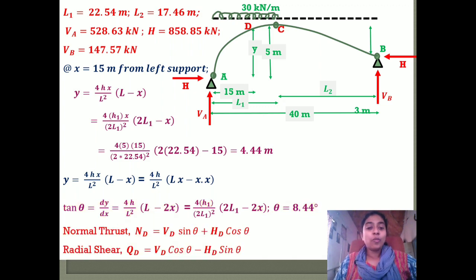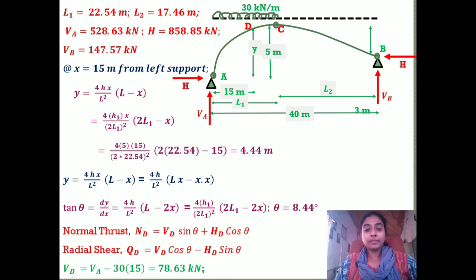Now we know normal thrust ND, where D is our section. At D, normal thrust ND is equal to vertical shear at D, that is VD into sin theta, plus horizontal shear at D, HD into cos theta. And radial shear QD is equal to VD cos theta minus HD sin theta.